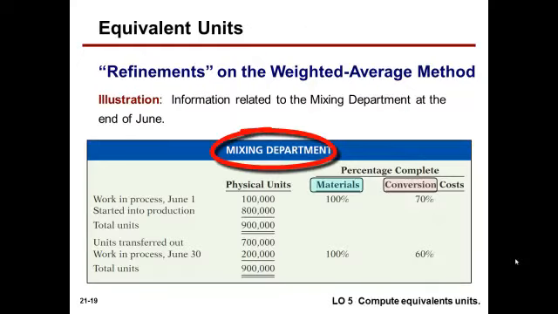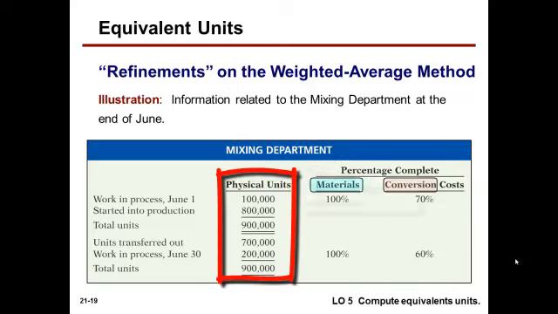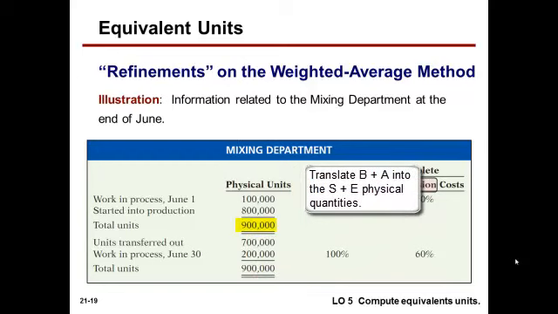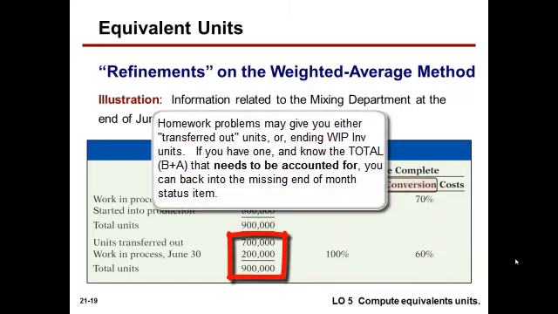So the first step in doing a production cost report for the month of June is to reconcile our physical units. We have a total of 100,000 work in process beginning, 800,000 introduced, total of 900,000. But the key is we're concerned with the ending status of those 900,000 units, 700,000 transferred out at month end, and 200,000 at June 30th still in work in process.